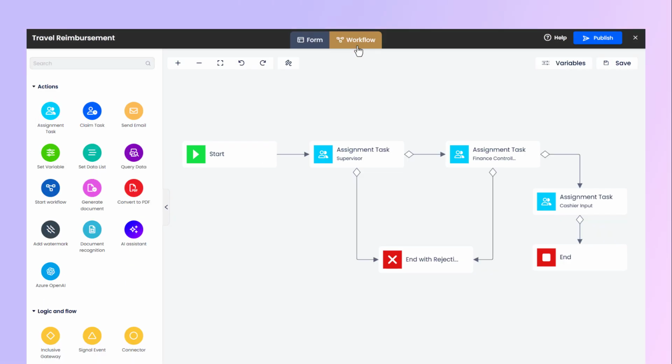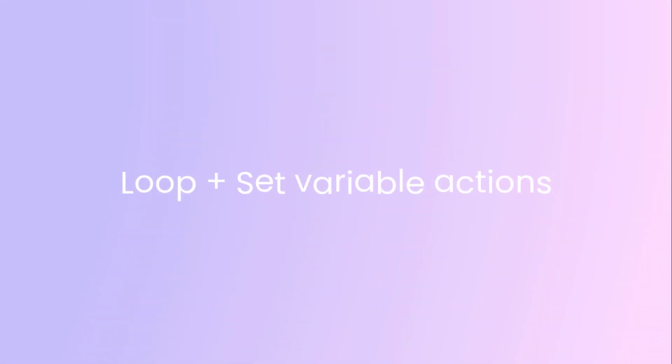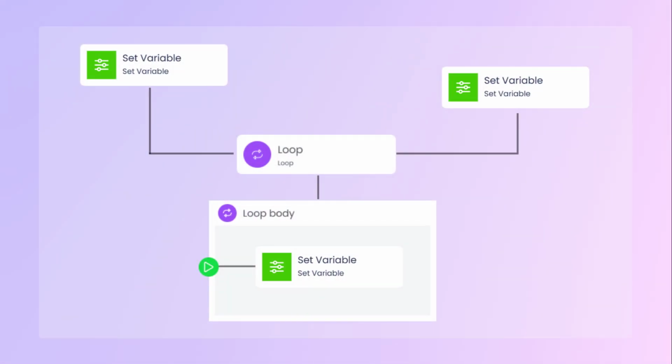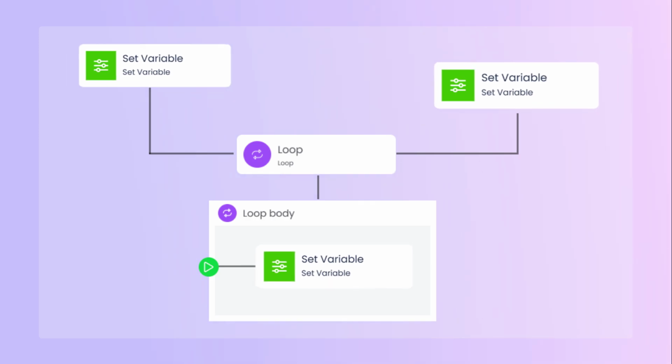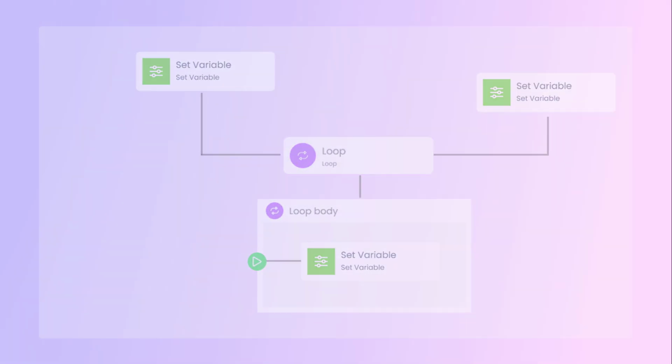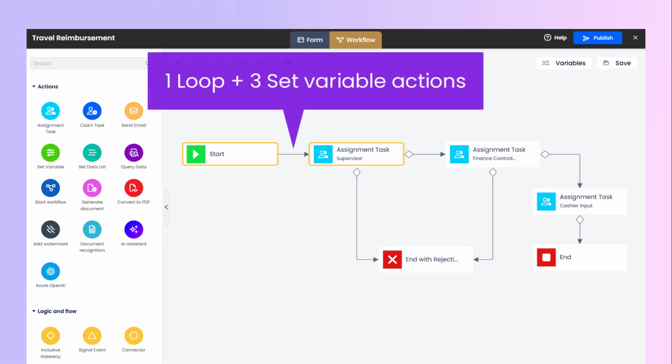Now let's see how this fits into our workflow design. Here's the travel reimbursement approval workflow. We want to include the expense details table inside the supervisor's notification email. To do that, we'll use a combination of loop and set variable actions, which will dynamically build the table from the sublist data. The loop processes each expense record, and the three set variable actions build the table header, rows, and footer, all in one variable, Expense Details Table. These actions will go right between the start action and the supervisor's assignment task.